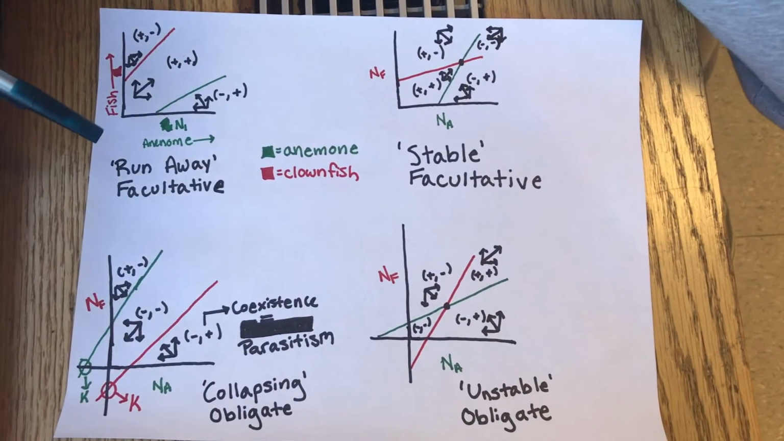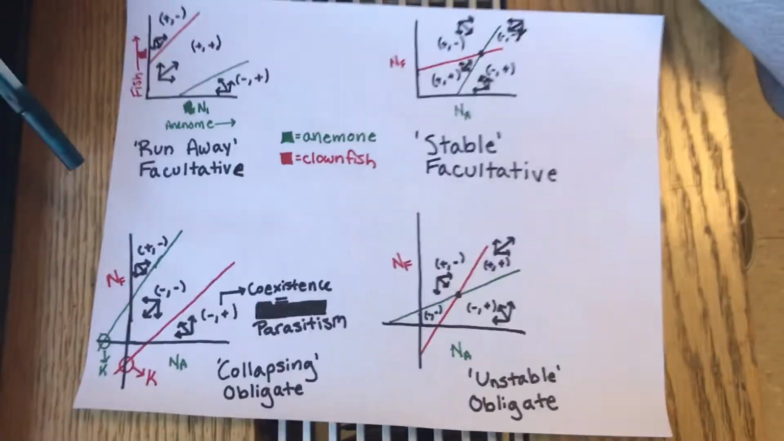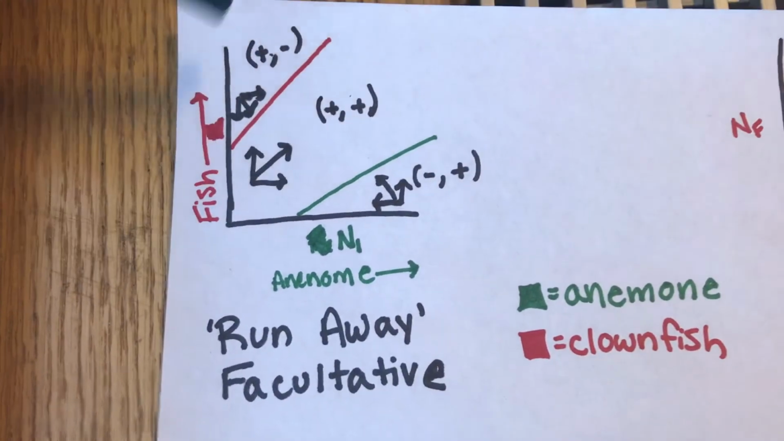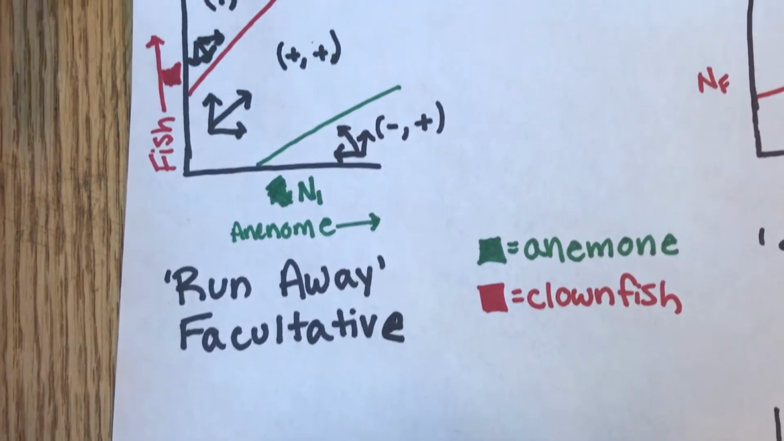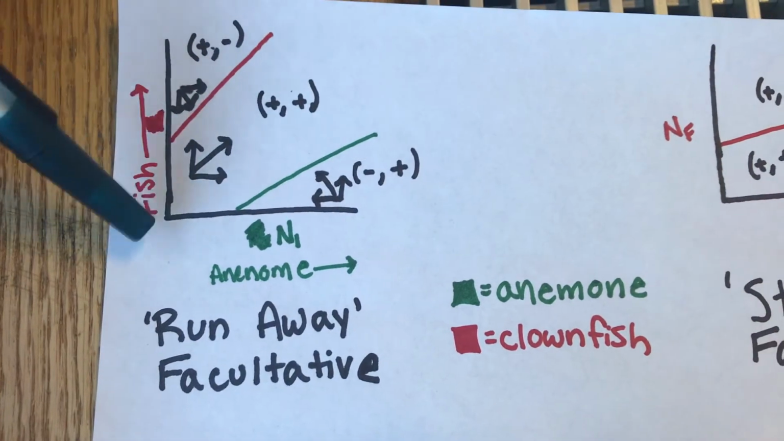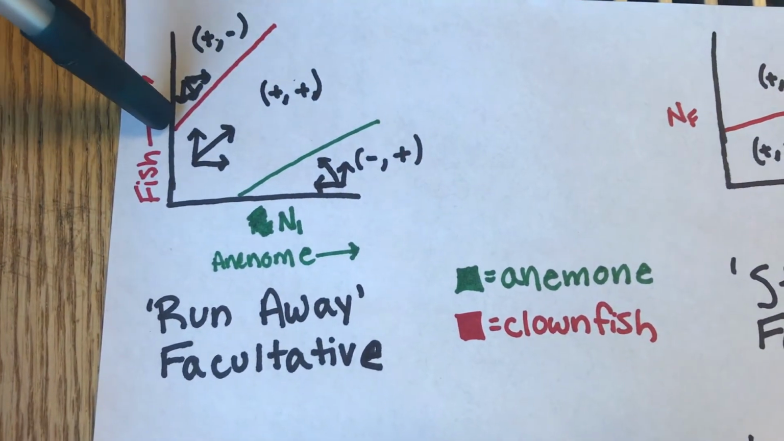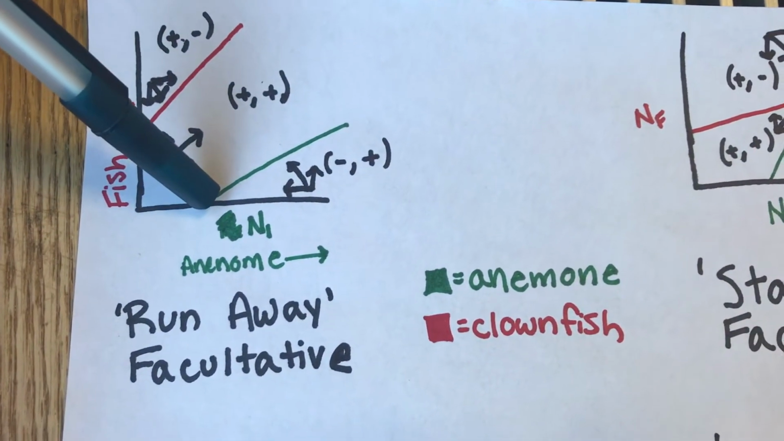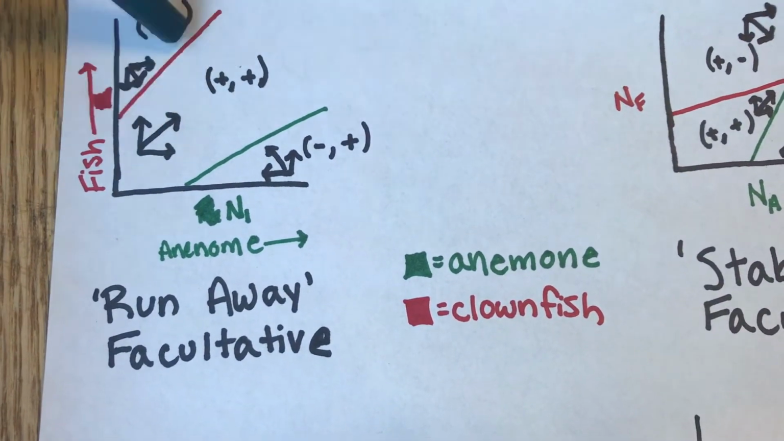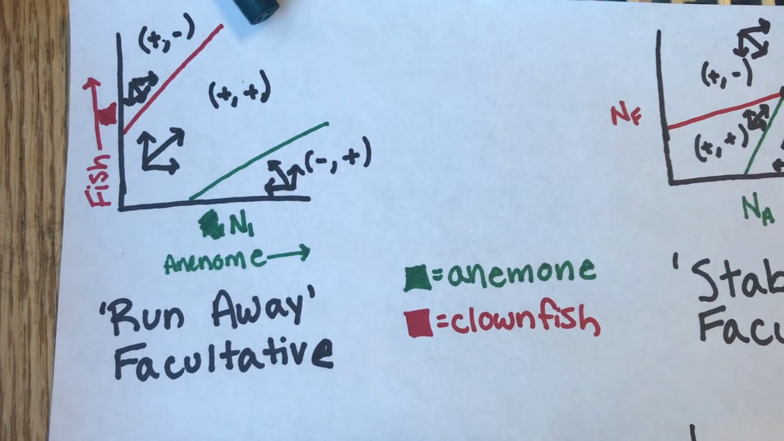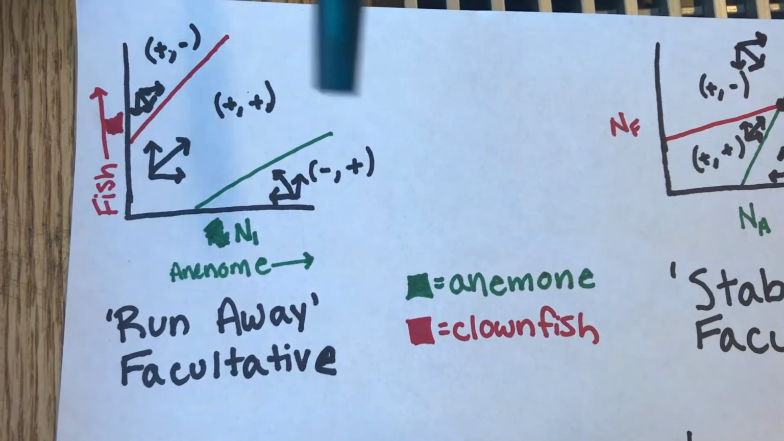There are 4 Lotka-Volterra models for mutualistic relationships. The first one's a runaway facultative scenario where neither species needs the other one in order to survive. So this is an example with a fish and an anemone. At the y-intercept, where you have no anemones, you still have a fish population, and vice versa for the anemone when there are no clownfish. But when both are existing, both populations will continue to grow as the other one grows in a mutualistic relationship.